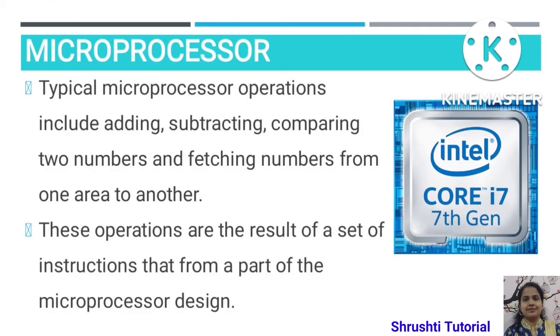Typical microprocessor operations include adding, subtracting, comparing two numbers, and fetching numbers from one area to another. These operations are the result of a set of instructions that form a part of the microprocessor design.